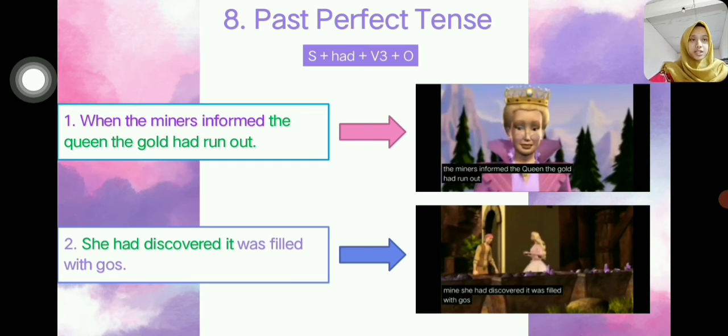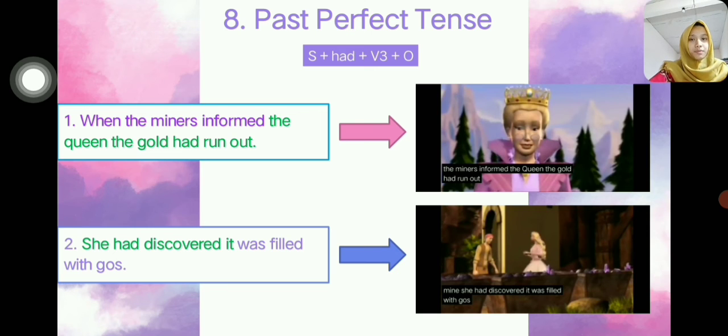Past perfect tense has the formula: subject plus had plus verb 3 plus object. The example sentence: "When the miners informed the queen, the gold had run out." The gold is the subject and had run out is had plus verb 3. The situation tells us that before the miners informed the queen, the gold had run out. So, before one action happened, the gold had run out.